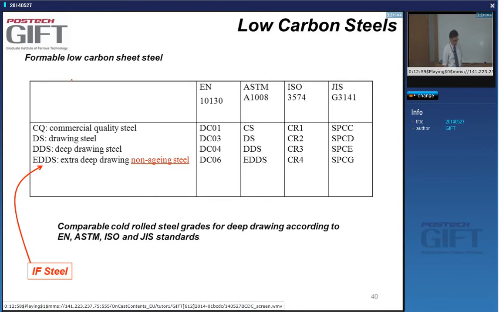Right, and so here, if you want to compare these different grades, Europe, U.S., and Japan, you can see here how you can compare them. So very important here, the EDDS, DC06, and the Japanese SPCG. These are all non-aging steels, absolutely non-aging, so they are IF steels, basically. They are required to be IF steels.